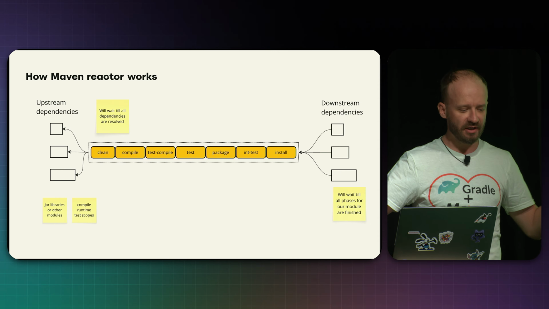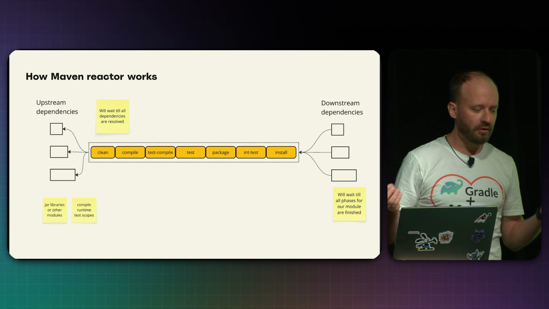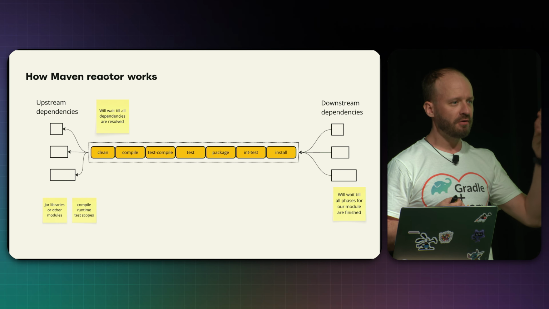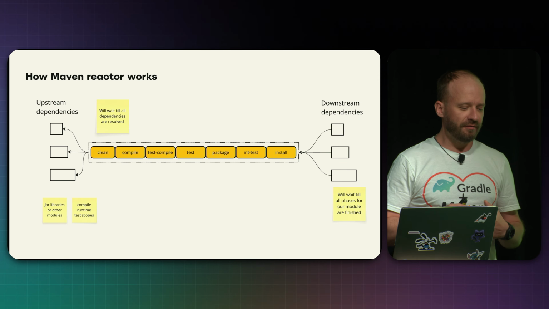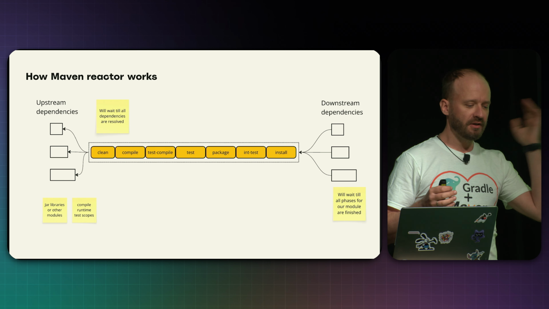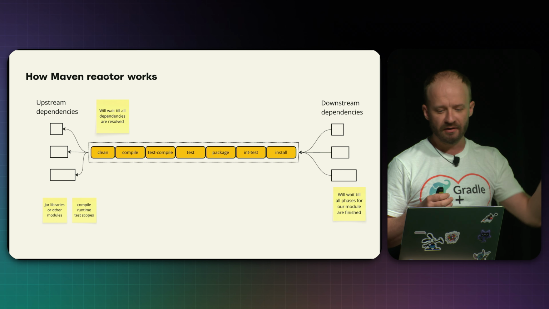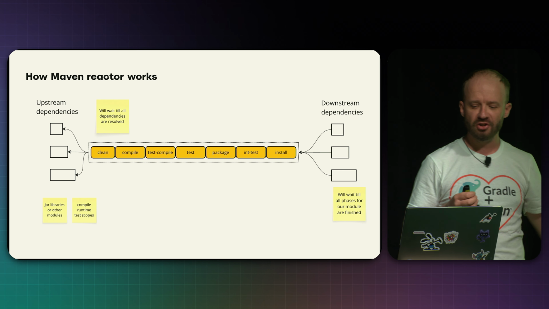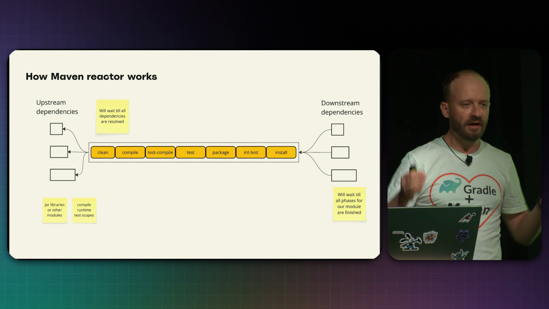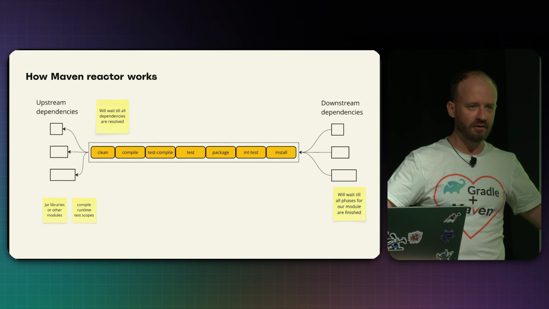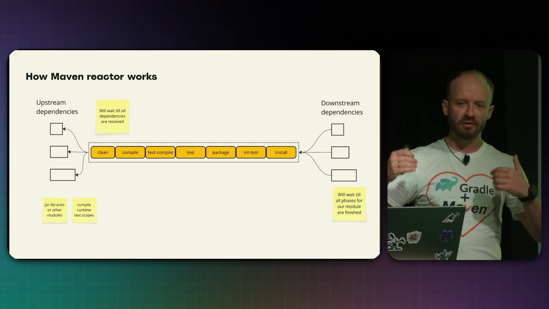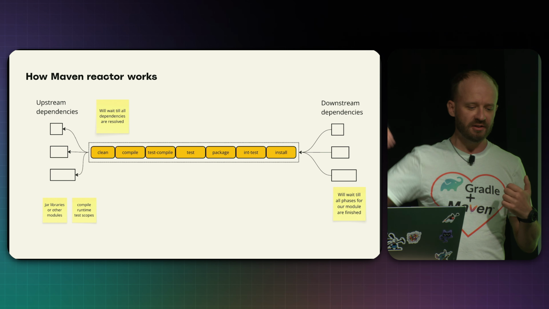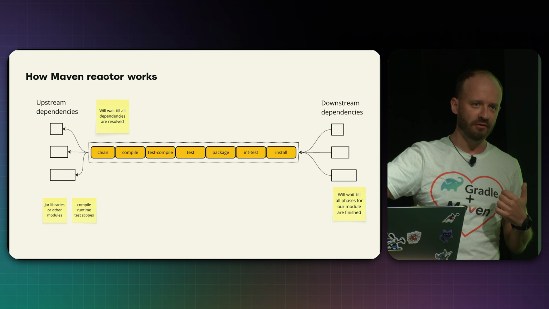Then it happens again for our module. Now, when all dependencies are resolved, we will build all phases. So, for example, if we run clean install, it will run clean, compile, run tests, packaging, integration test, install. And only when all those phases and goals are finished, our module will become available as a dependency for downstream modules who depend on us.